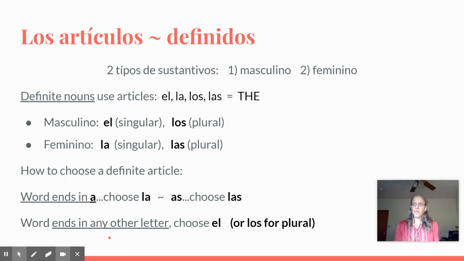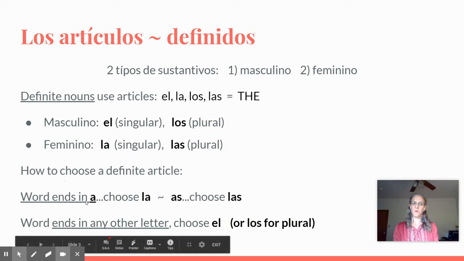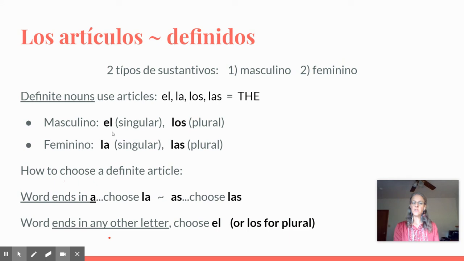So how do we know which word the to choose to go with a word? Is this a word that uses el, la, los, or las to mean the? Well, we'll learn how to choose that in just a momentito. So to start off, hay dos tipos de sustantivos en español. Hay sustantivos masculinos y sustantivos femeninos.